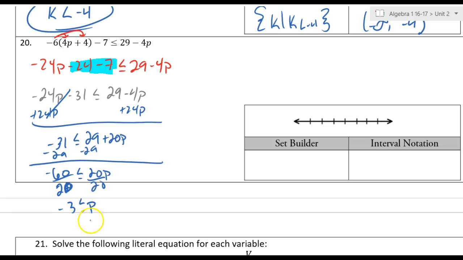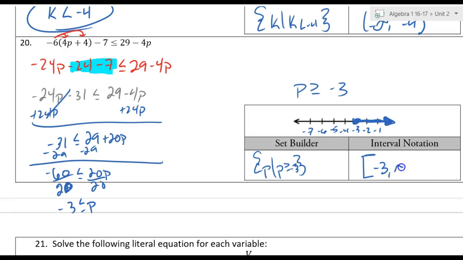But again, we can't leave the p on the right. We have to flip it. So we're going to make it p is greater than or equal to negative 3. So we got negative 7, negative 6, negative 5, negative 4, negative 3, negative 2, negative 1. Closed dot because it's or equal to now, and greater than, so it's going to the right. Set builder notation again, no change in what it looks like. And interval now, because it's greater than, I start with my number to infinity.